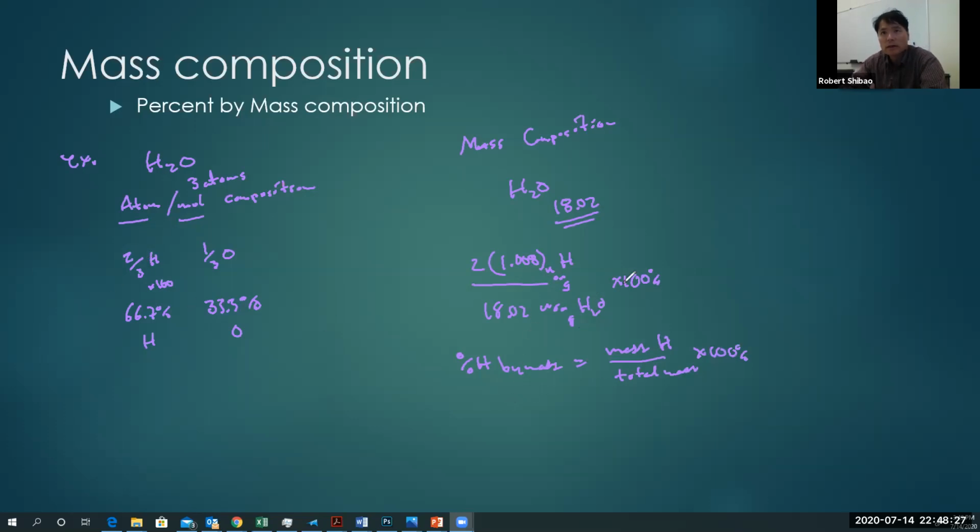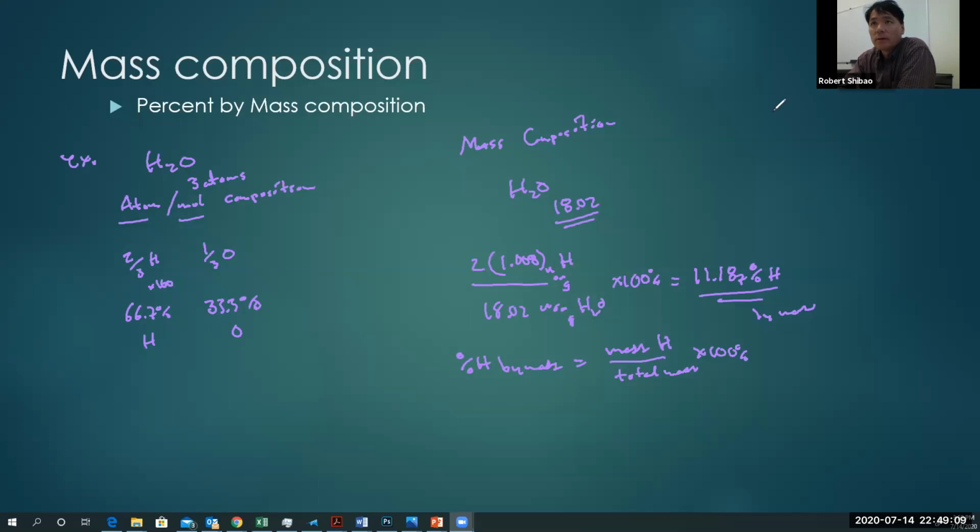And so let's go ahead and calculate it. And when we calculate that, it's going to be 2.016 divided by 18.02 times 100. 11.187. So I'm allowed 4 sig figs. 11.187% hydrogen. This is by mass. By atom, it's 66.7% hydrogen by atom. But hydrogen atoms don't weigh much. And so that's why by mass it's mostly oxygen. By atom, it's mostly hydrogen.